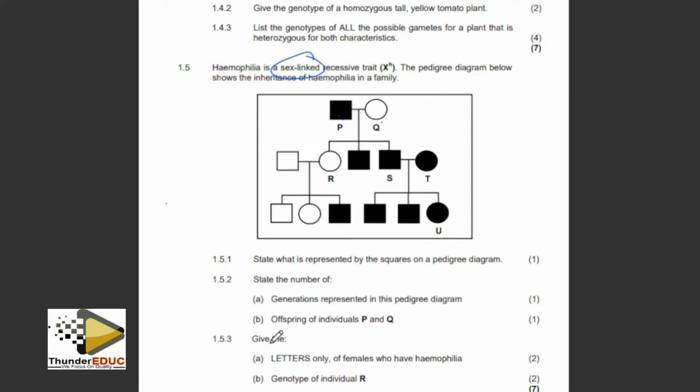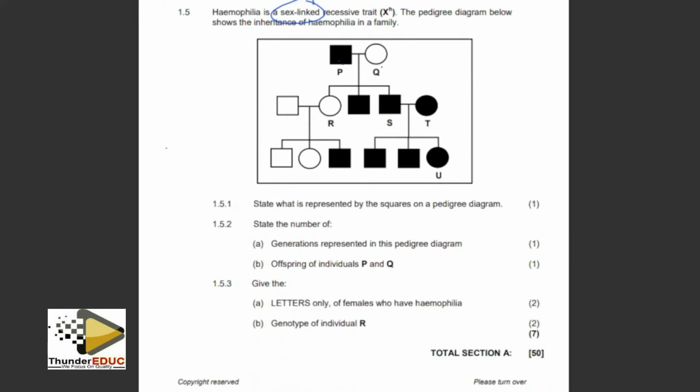State, they are saying that let us give the letters of only males who are having hemophilia. Letters of the female. The females are T and U. Those are the only 2 people who are having hemophilia. Why? Because they are shaded. And then lastly, the genotype of R. Now, how do we find the genotype of R?